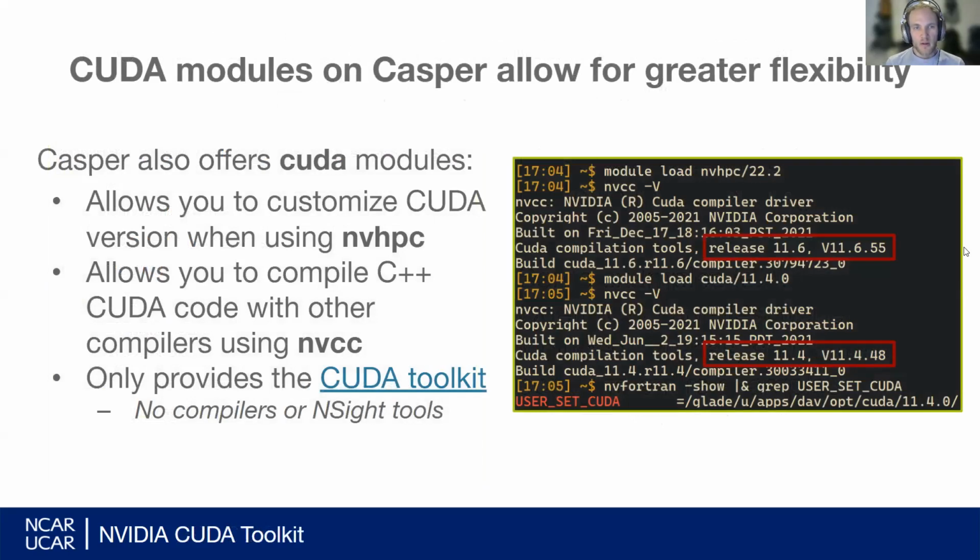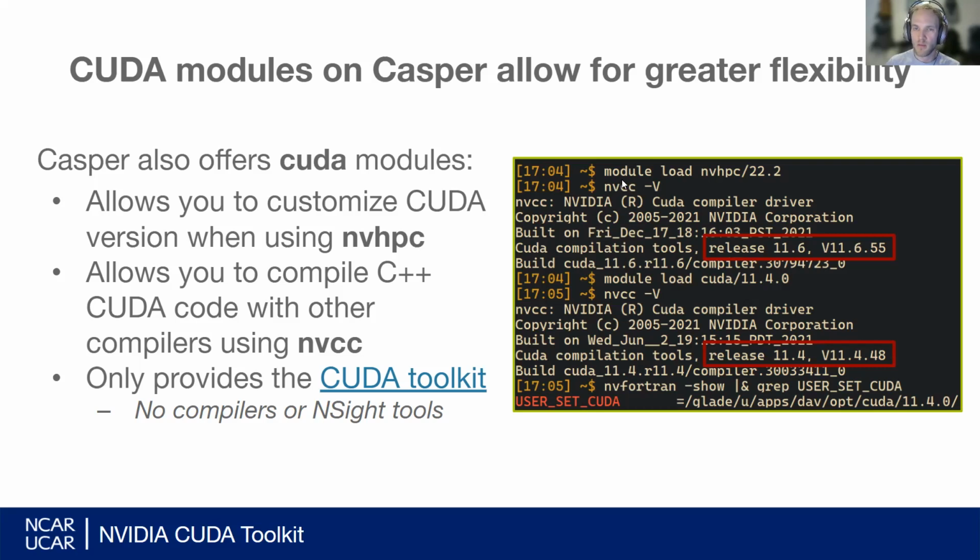I mentioned earlier that the CUDA toolkit can still be downloaded separately, and as a result, we also still have CUDA modules on Casper. The reason that we still offer these is because they have greater flexibility and they allow for the use of it with other compilers. But it's important to note that you don't need to load a CUDA module to use CUDA when you're running the NVHPC SDK, because there is a default version of CUDA that comes with the SDK. But what those modules do allow is they allow you to customize the CUDA version when you're using the SDK. And I show an example of that here.